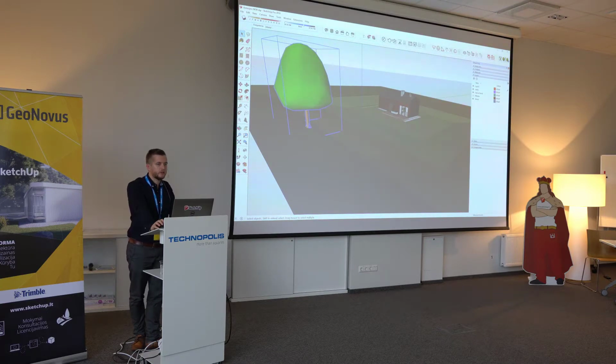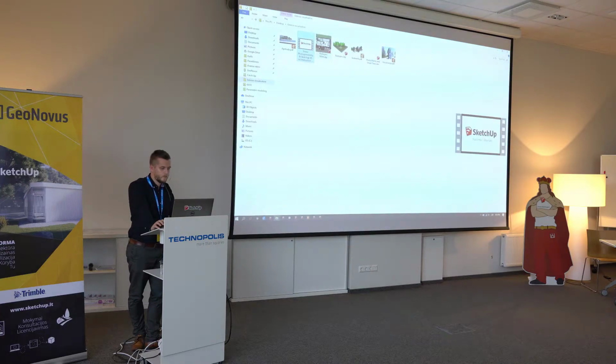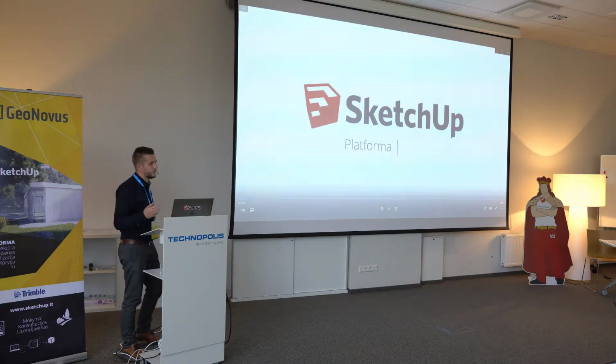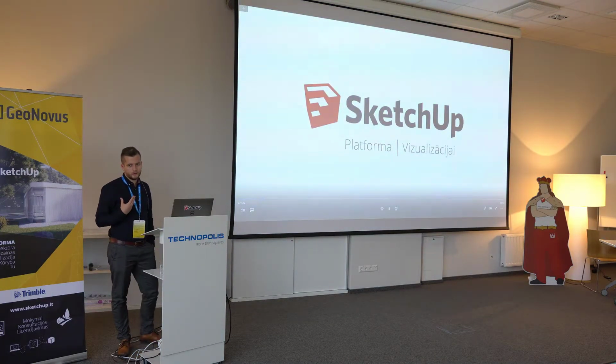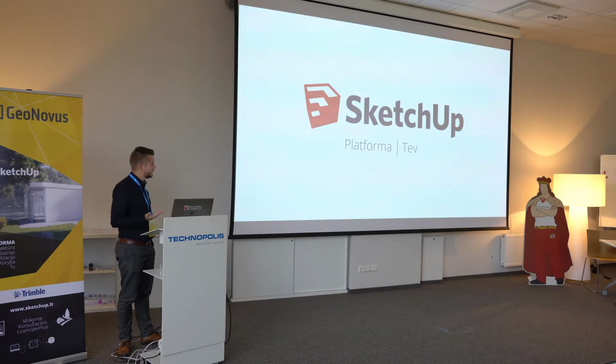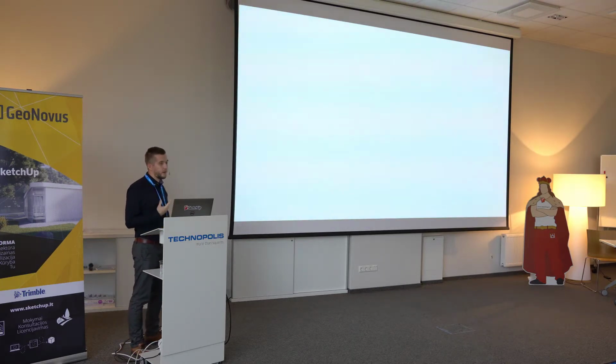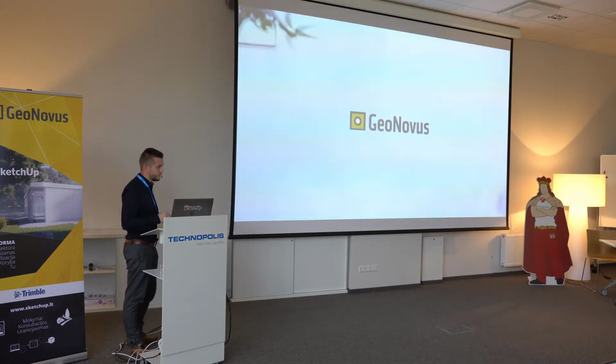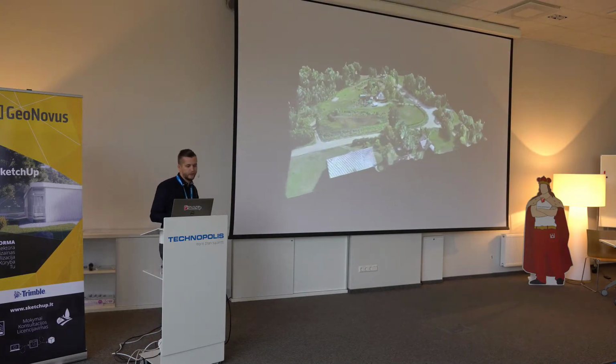But another thing I wanted to show is an option how you could show existing terrain, trees, and buildings inside your SketchUp model. There will be two options. Both would involve using a drone. So if you have one laying around, well, at least a DJI Mavic for better results.